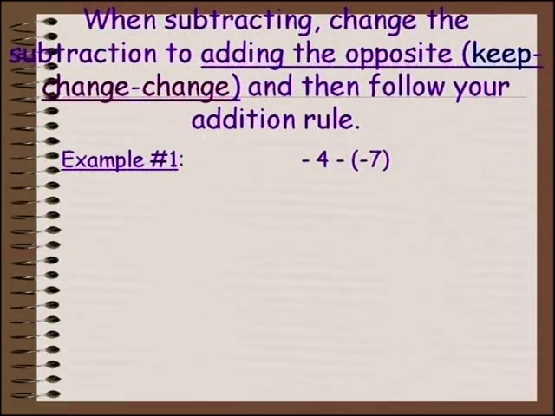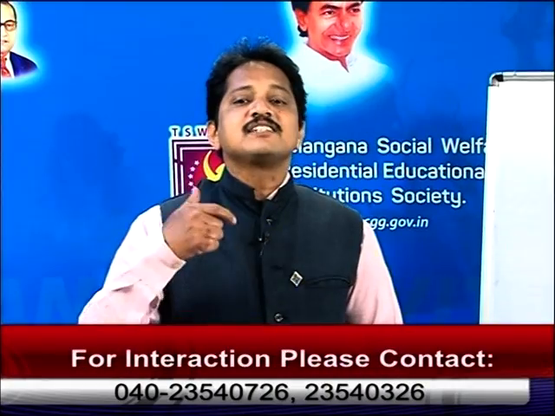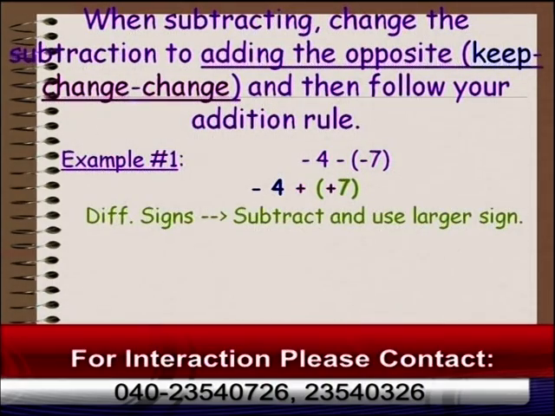For example, minus 4 minus minus 7. Okay, then what did I say? When subtracting, change the subtraction to adding the opposite: keep, change, change. So here, minus of minus, you can change it to plus, then it becomes minus 4 plus 7. When different signs are there, subtract and use the larger sign, so simply 7 minus 4, which is 3.